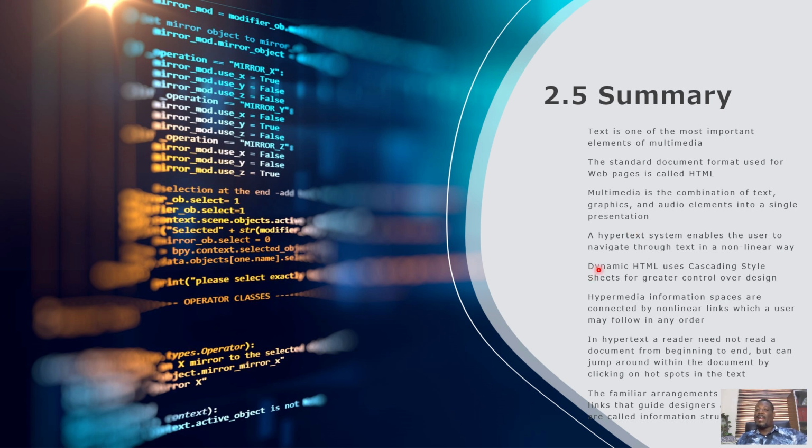We also have dynamic HTML, which uses cascading style sheets for greater control over design. Now, in web programming next semester, you will create an HTML document which will not look so nice when you display it in your browser. But the moment you incorporate CSS, which is a cascading style sheet, CSS is a way of styling your HTML document, your website. The moment you link a CSS to it, your website looks so beautiful. So that is a way of enhancing the feel of an HTML document or a website.